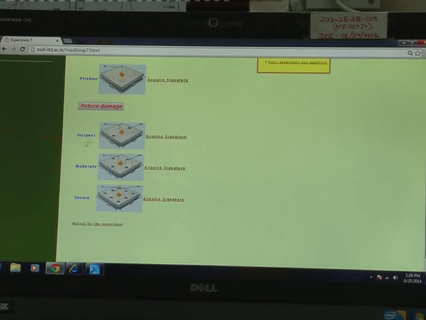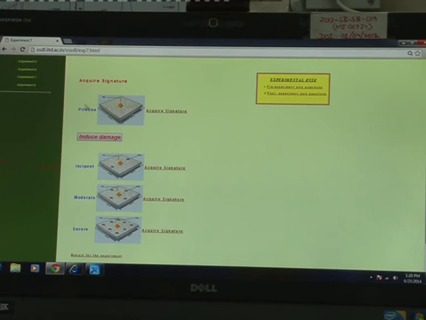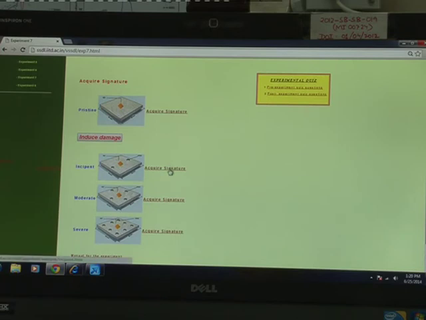As I have explained, there are 3 different types of damages. So, again he will repeat the data acquisition as we have done for the pristine stage. He will click this button, acquire signature for the incipient, moderate and the severe damage, and he needs to compare the signatures for the undamaged, that is pristine stage, with the 3 levels of damages.